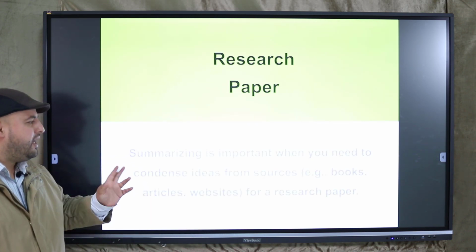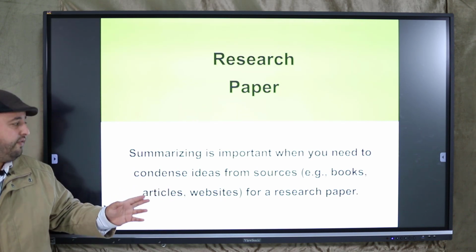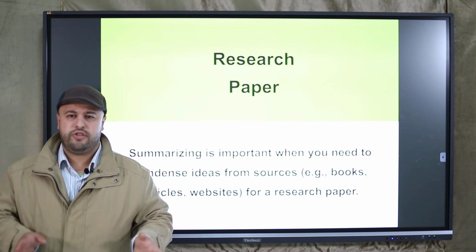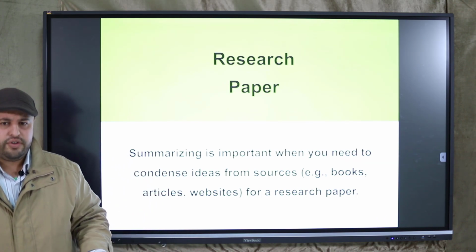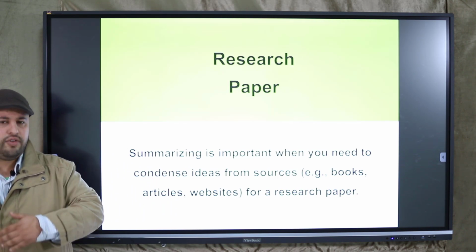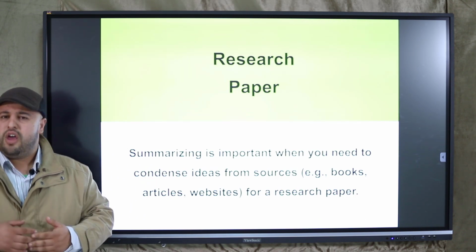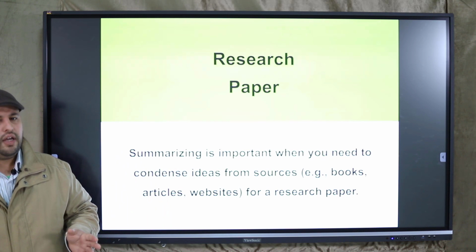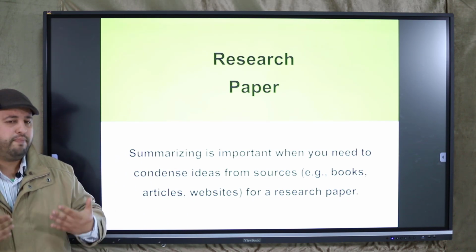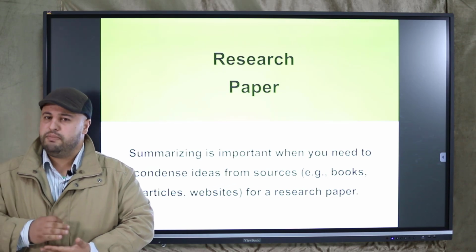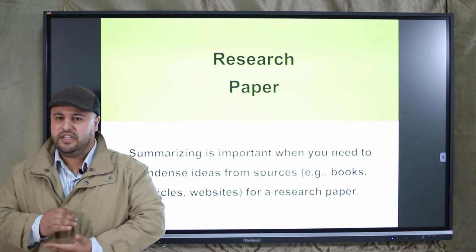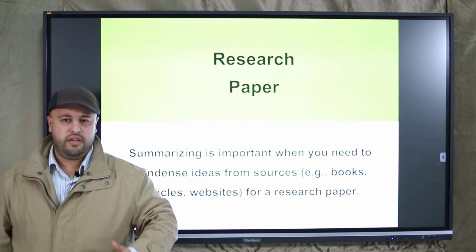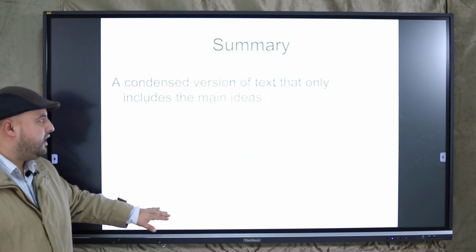For a research paper, summarizing is important when you need to condense ideas from sources like books, articles, and websites. When you are conducting a research paper, looking for details, reading sources, and consulting books, online articles, or e-books on websites, you need to condense, because it is impossible to remember exactly what you have read before. The best way to remember the most important and significant details is to summarize the most important points in the text, the book, or the article that you have consulted.